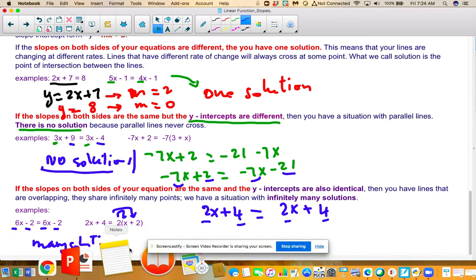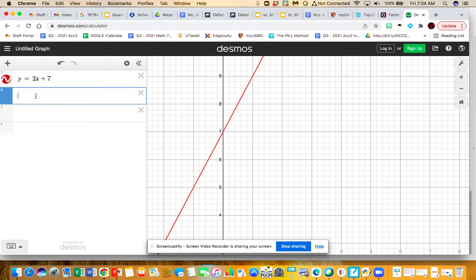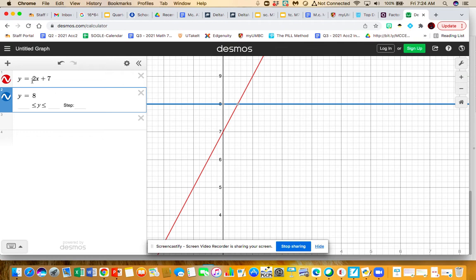I'm going to Desmos right now. That's a graphing tool. So you have to put y equals to graph a line. Y equals 2x plus 7 and y equals 8. Okay. So those are the 2x plus 7, that was the left side of one of our equations, and y equals 8, that was the right side of the equation. And you can see right here, this is the solution right here, right?